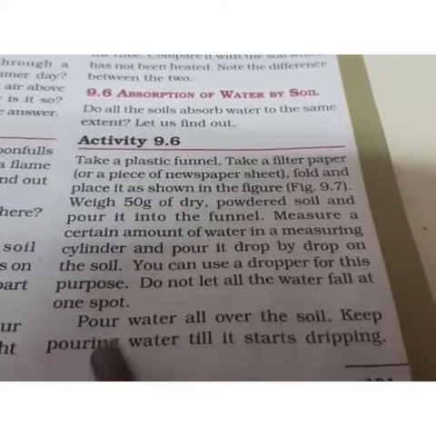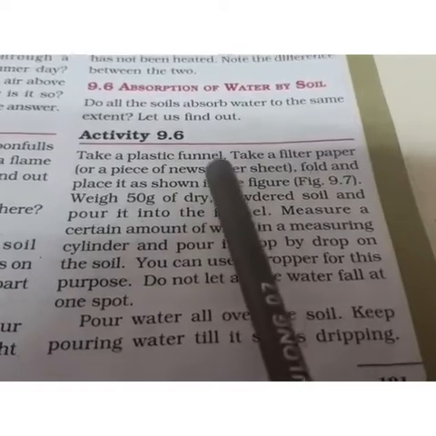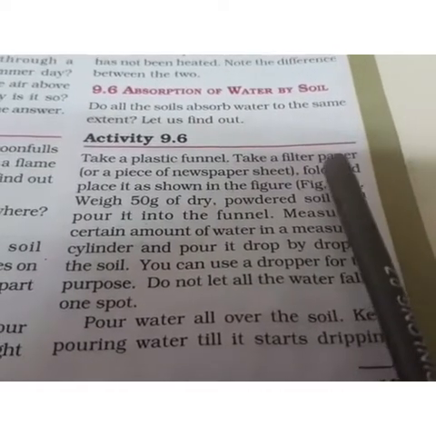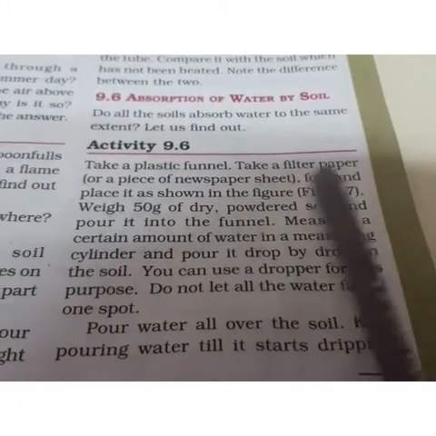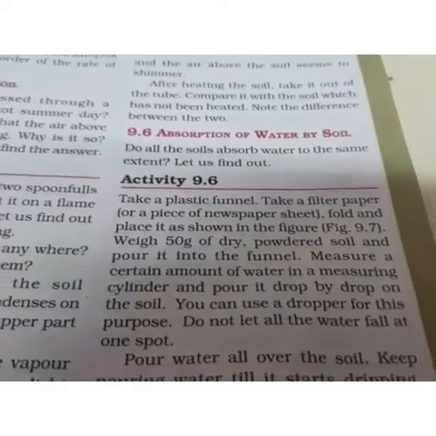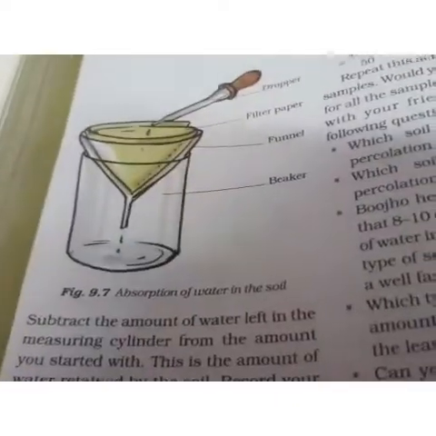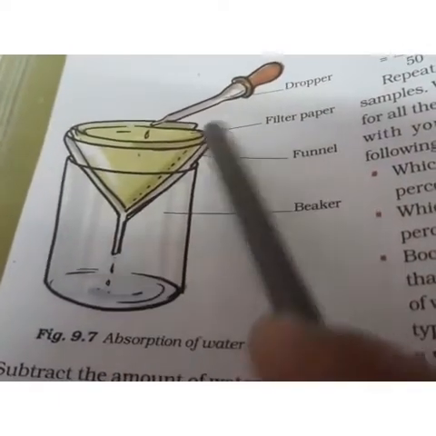Now here, the things required for the experiment: you have to take a plastic funnel, then a filter paper or a newspaper, fold it and place it in the funnel. I'll show you the picture of how you have to do it. Then you have to weigh. On page number 102 is the picture that is shown here. This is your plastic funnel.